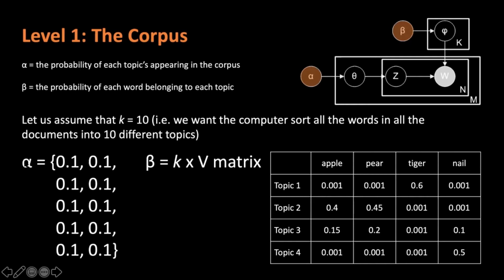Yeah, and likewise, alpha has to sum to 1 because every document in the corpus must be made up of a mixture of these topics. There's no leftover. So alpha also has to sum to 1.